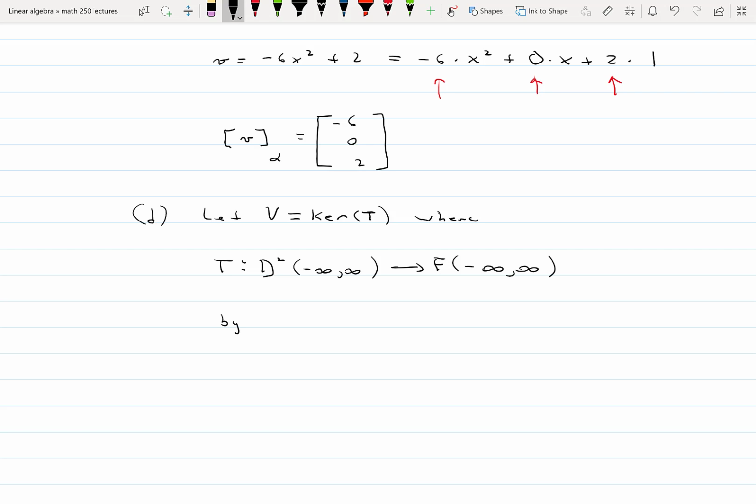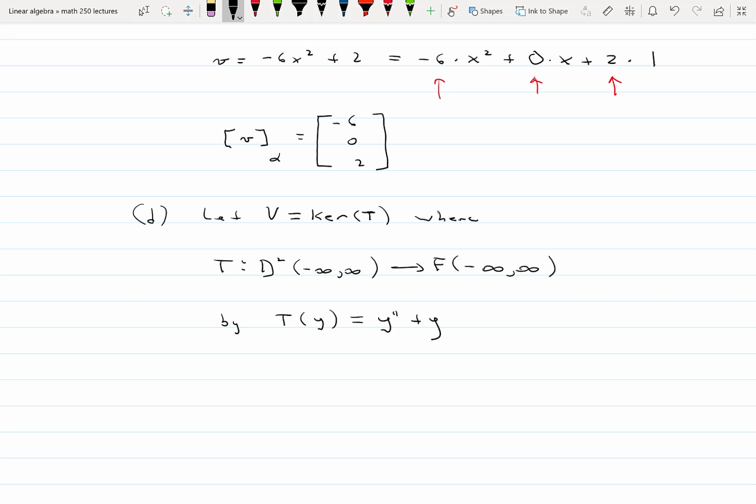T of y equals y double prime plus y. So T takes a function that's twice differentiable, that you can differentiate twice, takes its two derivatives, and then adds the original function.